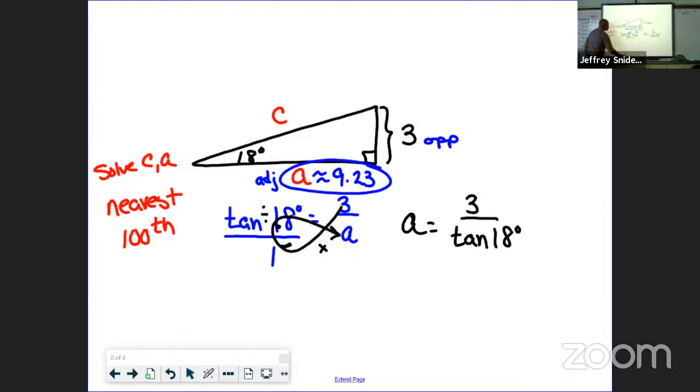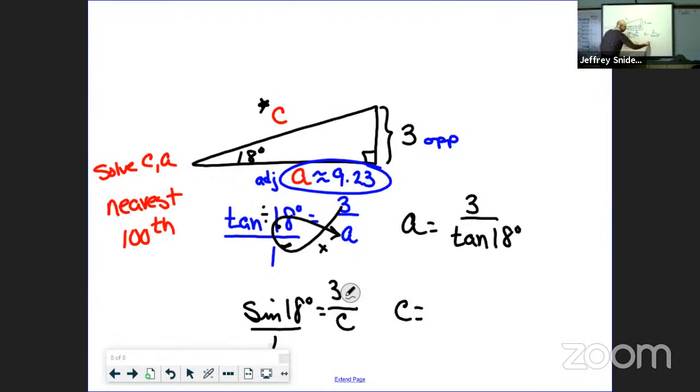All right, let's do C now. Boom, we're going to do this guy. So now we're going to use opposite and hypotenuse, and that would be the sine ratio. So I would write that the sine of 18 degrees is equal to 3 over C. Again, this is going to be solved the same way. C is going to be equal to 3 divided by the sine of 18.